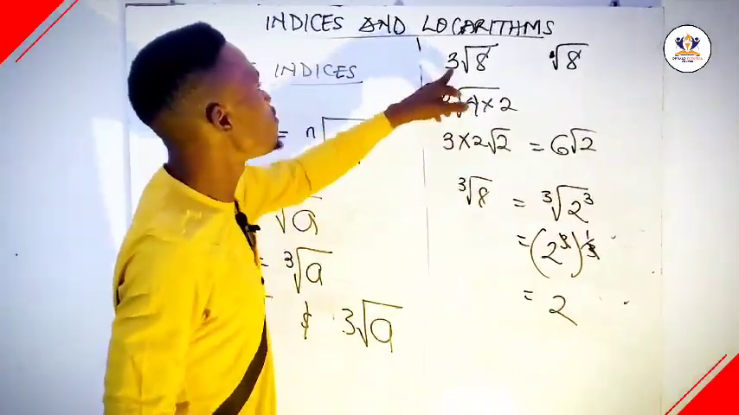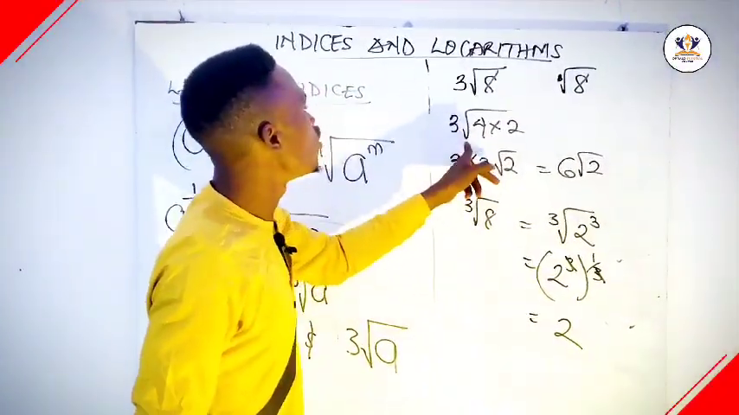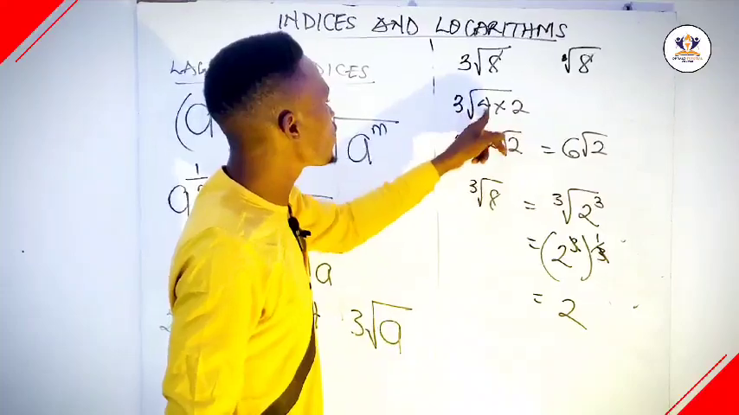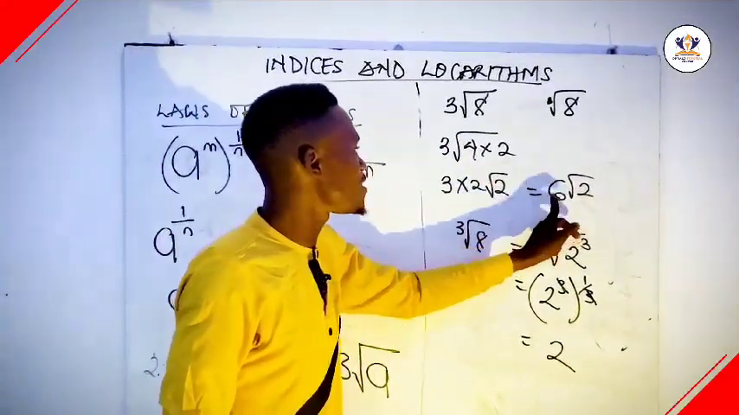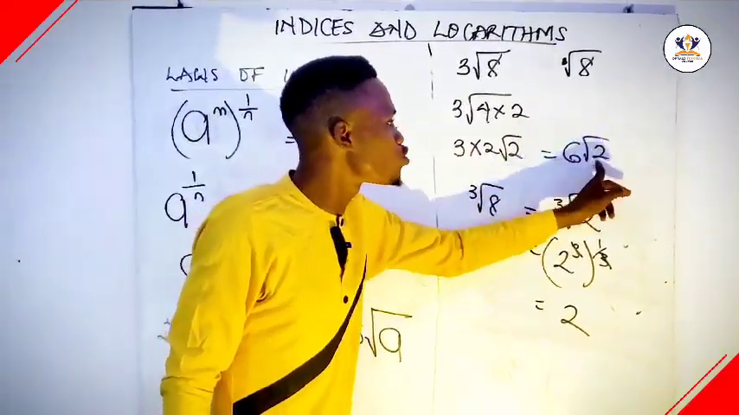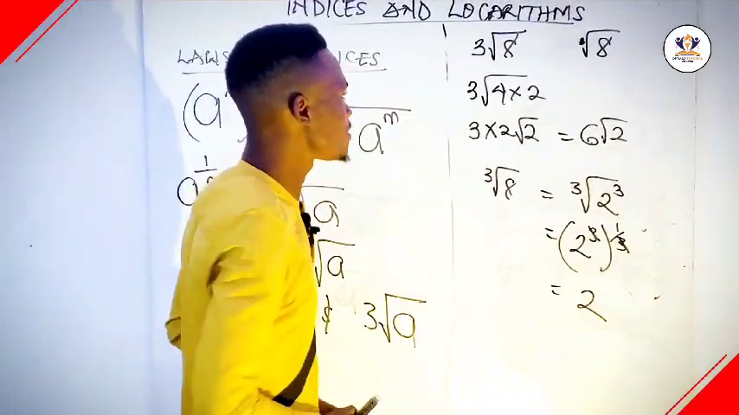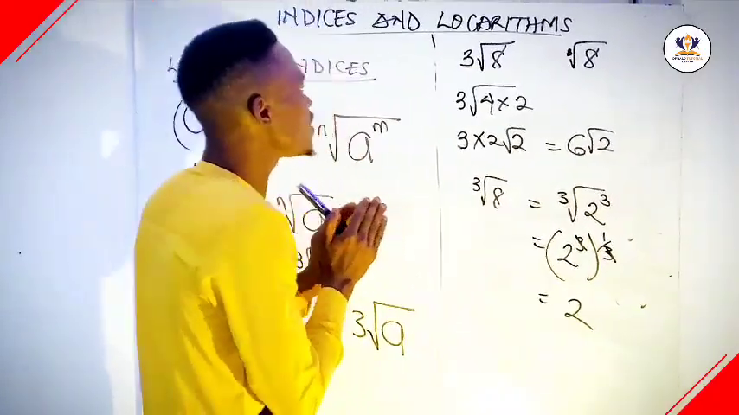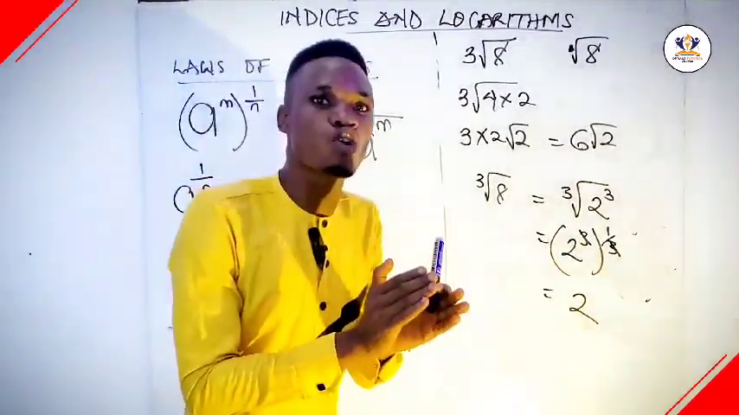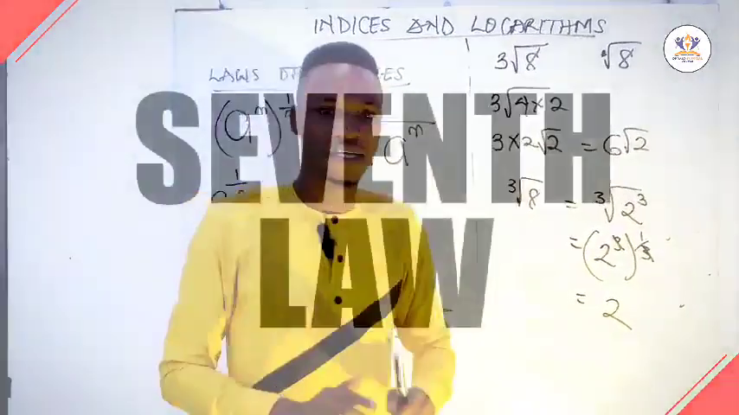But for here, we have 3 root 8. 3 root 8 will be equal to 3 root 4 times 2. Now root 4 is 2. 3 times 2, that's 6. 6 root 2. You can see that they are two different things. Here is 6 root 2, and here it is 2. That is it. So now, try and take note of the difference between nth root of a and n root a. They are two different things.